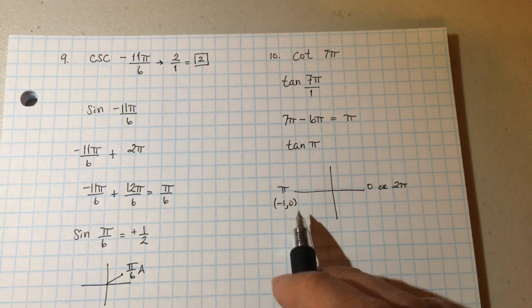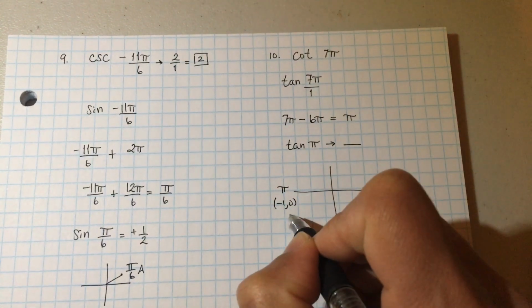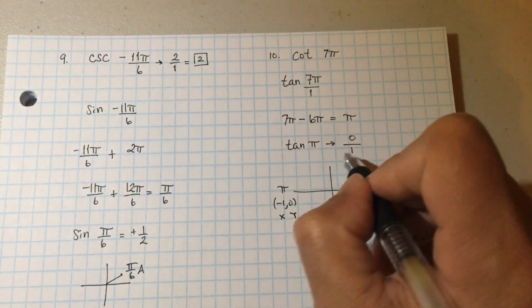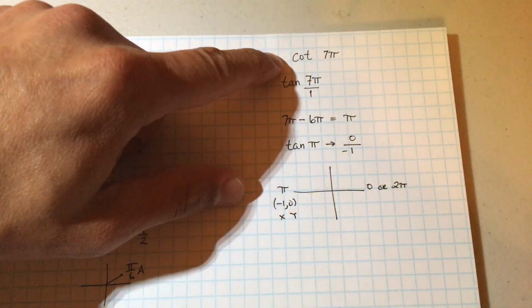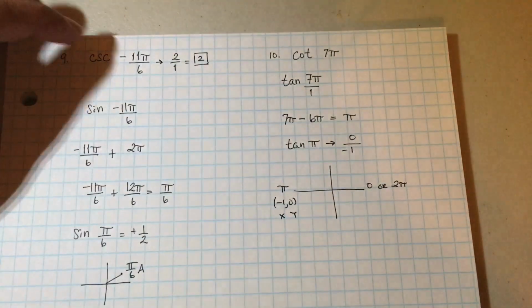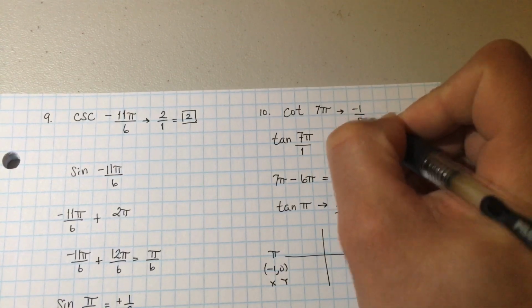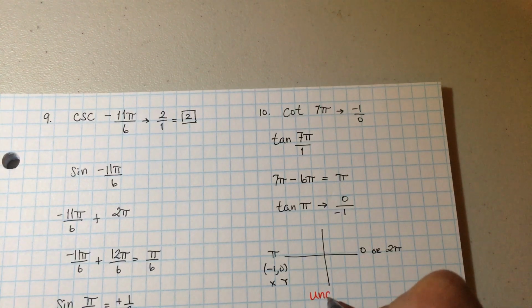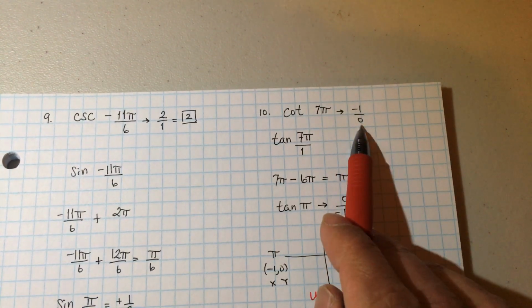Okay, remember, what is tangent? Sine divided by cosine, which is y over x, which would be 0 over negative 1. Good. But is that what they wanted? No. They want cotangent. So I've got to flip this guy. Reciprocal. So that means it's going to be negative 1 over 0. Can we divide by 0? The answer is no. The answer is undefined. Why? Because you're dividing by 0.